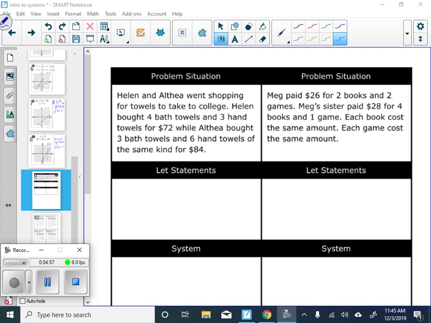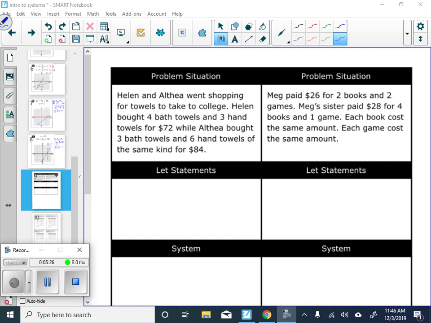Okay, so what do I know? Talk to me about Helen. What did Helen buy? 4 bath towels and 3 hand towels, and she spent a total of $72. Now, what about Aletha? 3 bath towels, 6 hand towels. She has a total of 84. Those are all things that I know, yes?